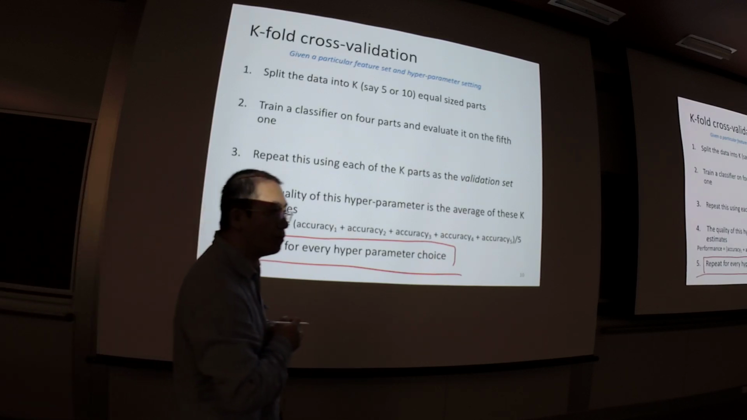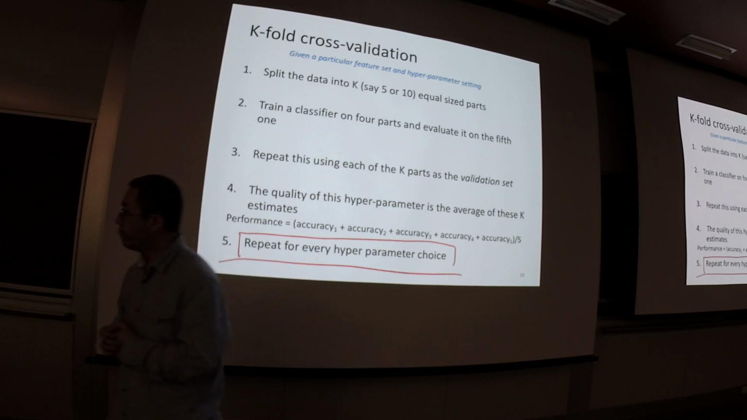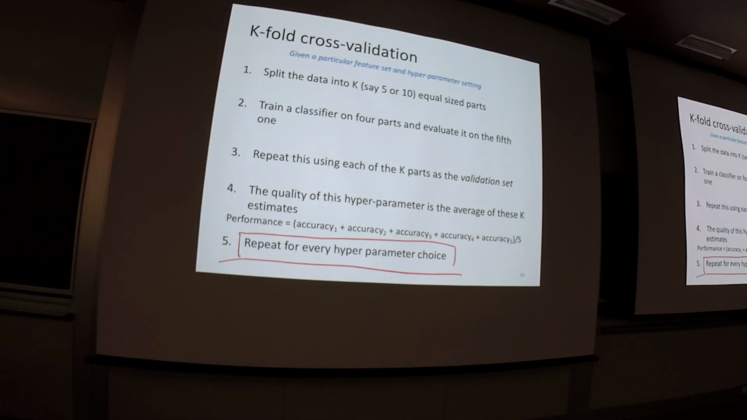Is it generally expected that, at some point, there's a minimum if you were to graph these hyperparameters versus their accuracy? Oh, yeah. That's a good question.